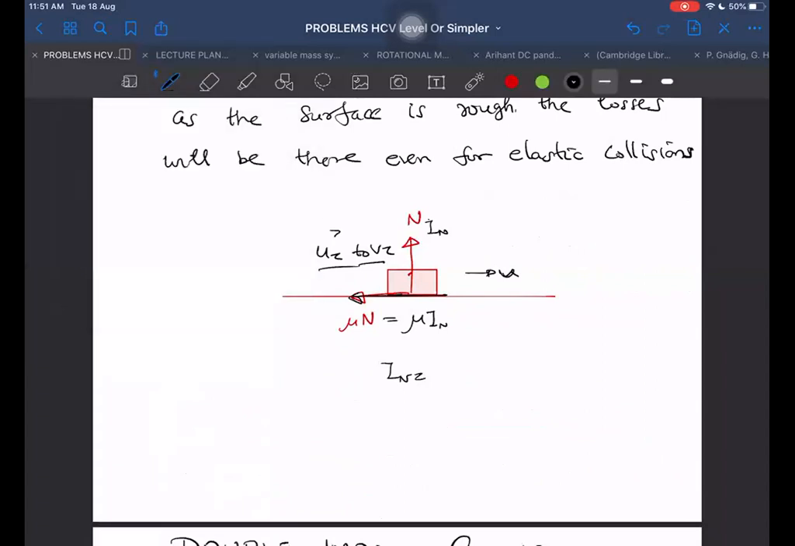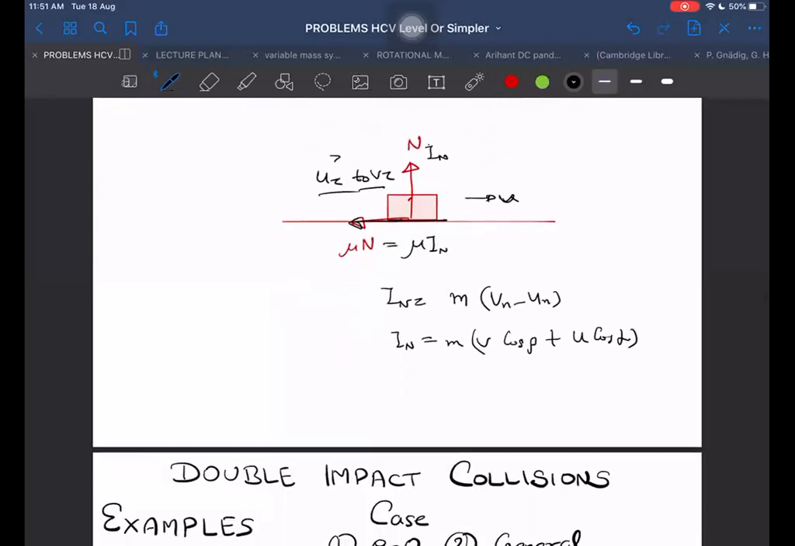Okay, sir, understood. Don't use that. Just simply write mass into change in velocity. What is the change in velocity along the normal? M into v cos beta plus u cos alpha. That is the impulse along the normal.